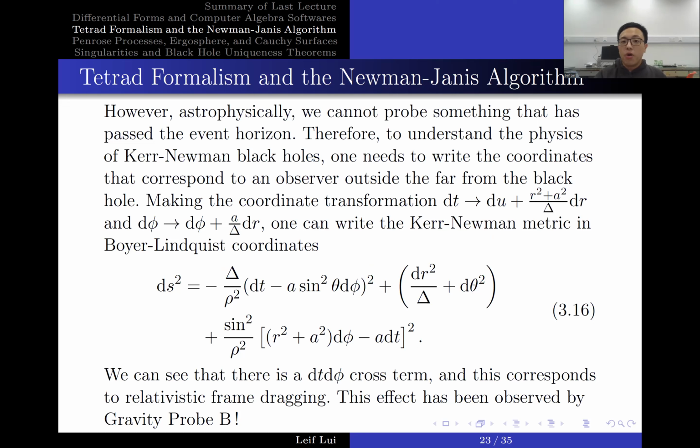However, astrophysically, we cannot probe something that has passed the event horizon. Therefore, to understand the physics of Kerr-Newman black holes, one needs to write the coordinates that correspond to an observer outside, far from the black hole, making the coordinate transformation dt is equal to du plus this, and then d phi is equal to d phi plus a over delta dr. Then the Kerr-Newman metric in Boyer-Lindquist coordinates can be written as follows. We can see that there is a cross term dt d phi, and this corresponds to the frame dragging term. And this has been observed observationally by Gravity Probe B.